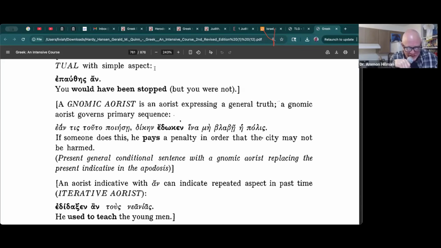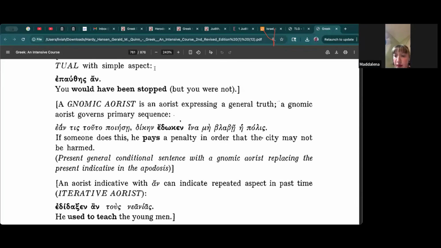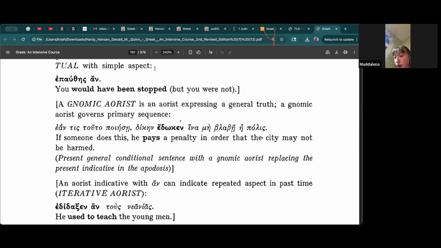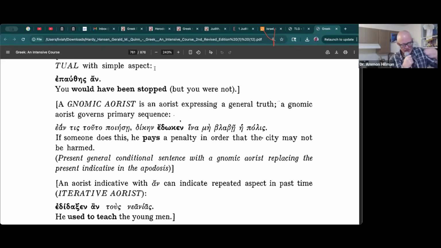Now I'm serious. Are you going to analyze this? Now, just think for a minute. When you're doing your work, realize you're being required, Maddalena, to do things that somebody in biblical studies is never going to have to do. Right? We're trying to identify a gnomic aorist.